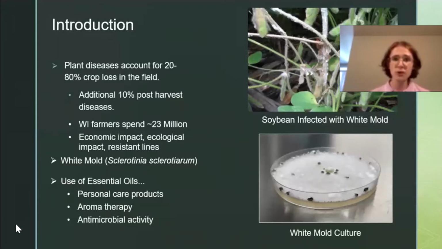Now, essential oils have been used for thousands of years for various different purposes, including their role as antimicrobial agents. And testing the scope of essential oils as antifungal agents for the control of soybean white mold disease is a step for sustainable plant disease management in tomorrow's agriculture.